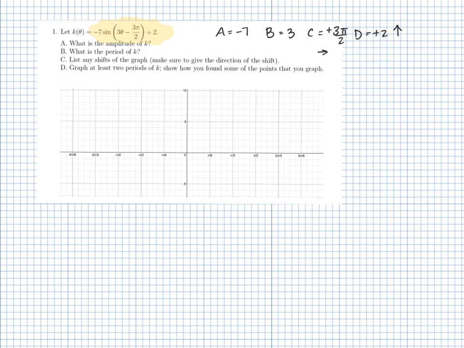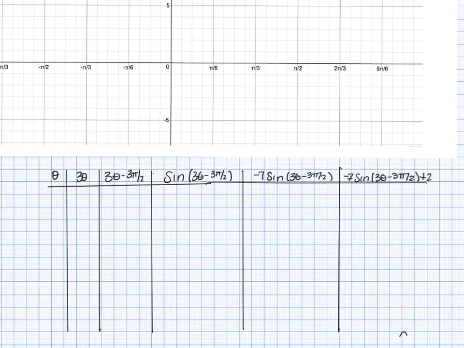I'm going to go ahead and graph the function, and then we'll see what information we can pull out of here. So to do this, we're going to make a chart. I went ahead and set up the chart that we're going to use for this. And remember, because this is a sine function, we want to choose quadrantal angles. So we can start by choosing negative pi over 2, 0, pi over 2, pi, 3 pi over 2, and 2 pi.